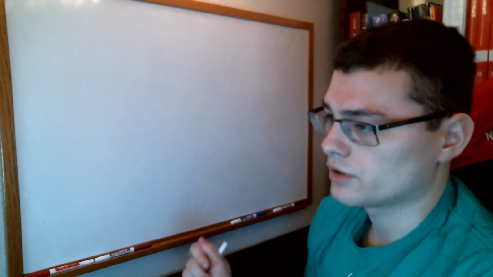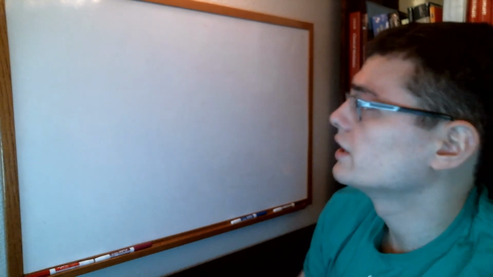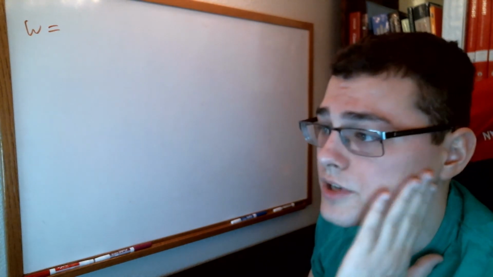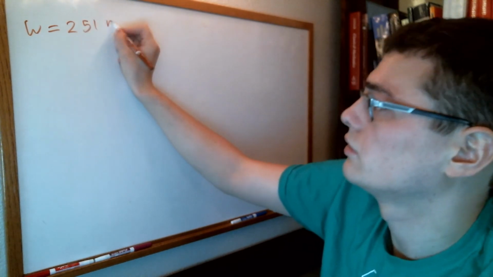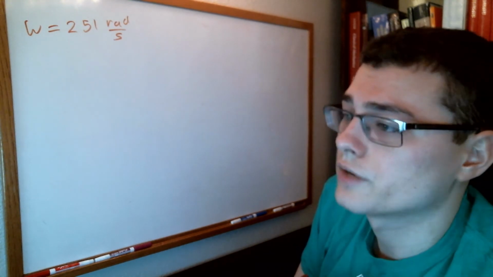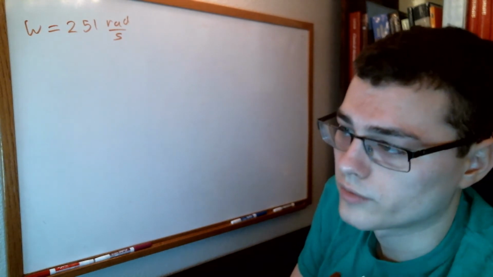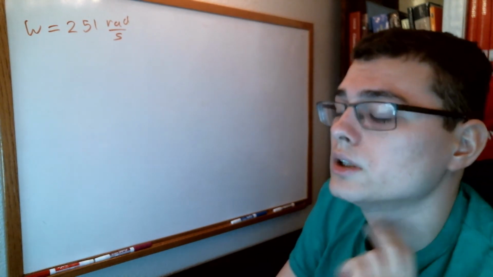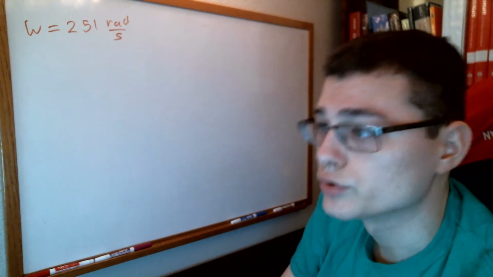Okay, so the first thing they do is convert our omega into radians per second, which you guys should know how to do by now, this RPM to radians per second conversion, where omega is going to be equal to 251 radians per second. All you have to do is take 2,400 and multiply it by 2 pi radians for one revolution. Then you divide your quantity by 60 seconds in order to get radians per second instead of revolutions per minute.